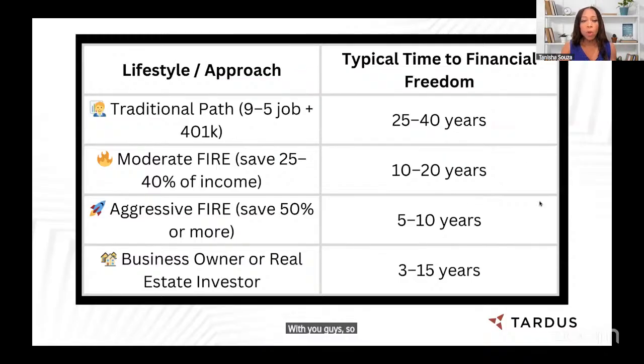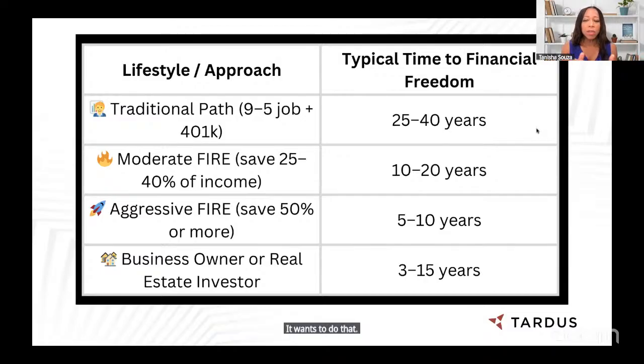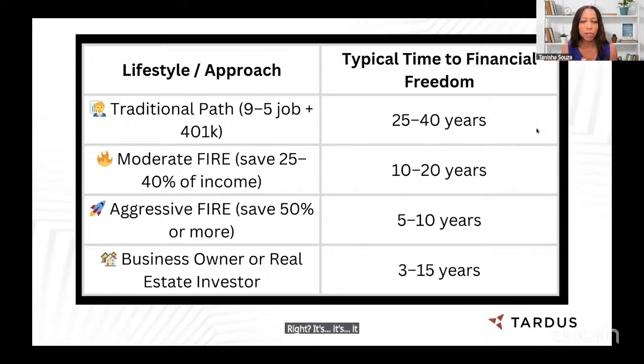So the goal is to get your income to cover your expenses, and then you're financially free, guys. That's like when you're able to retire, except you don't have to wait until you're 65 years old, right? Nobody at Tardis wants to do that. So look at how long it takes to get to financial freedom when you use a 401k. It's massive. We're talking 40 years usually for most people who are taking a 9 to 5 job.